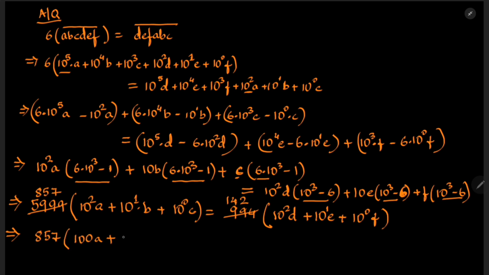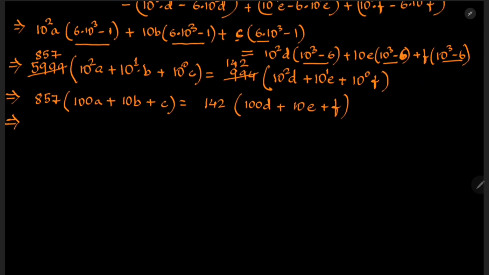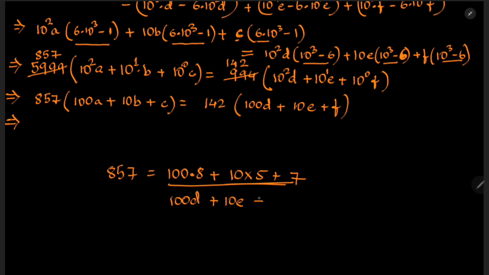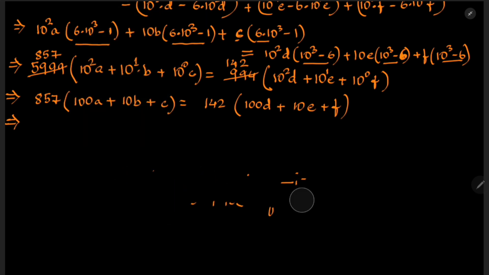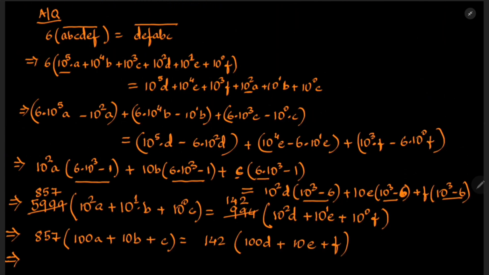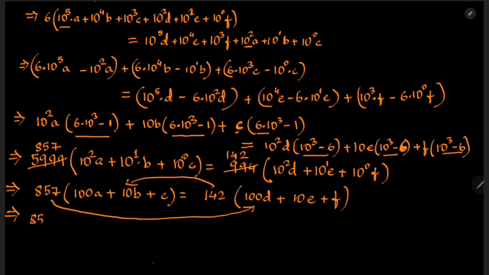It will become 857 times 100a plus 10b plus c, and 142 times 100d plus 10e plus f. Now again we'll have to see one fact, that this 857 could be written as 100 into 8 plus 10 into 5 plus 7, which could be compared with the right hand side as 100d plus 10e plus f. So actually we cannot compare 857 with 142, so we'll compare 857 with 100d plus 10e plus f, and 142 with 100a plus 10b plus c. So 857 will be the same as 100d plus 10e plus f, and 142 will be the same as 100a plus 10b plus c.